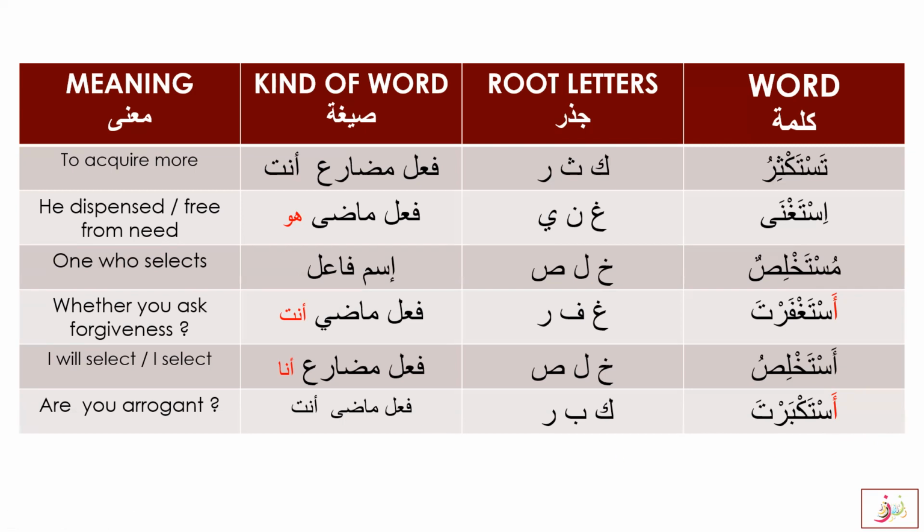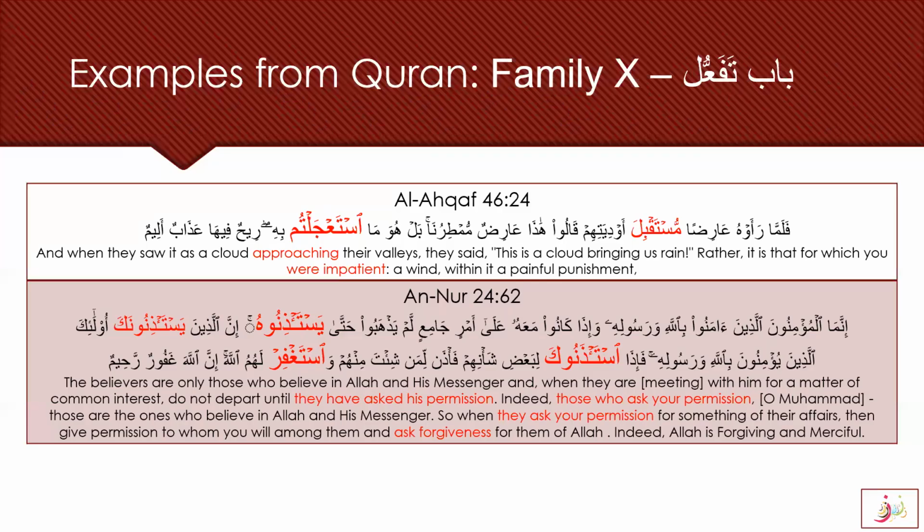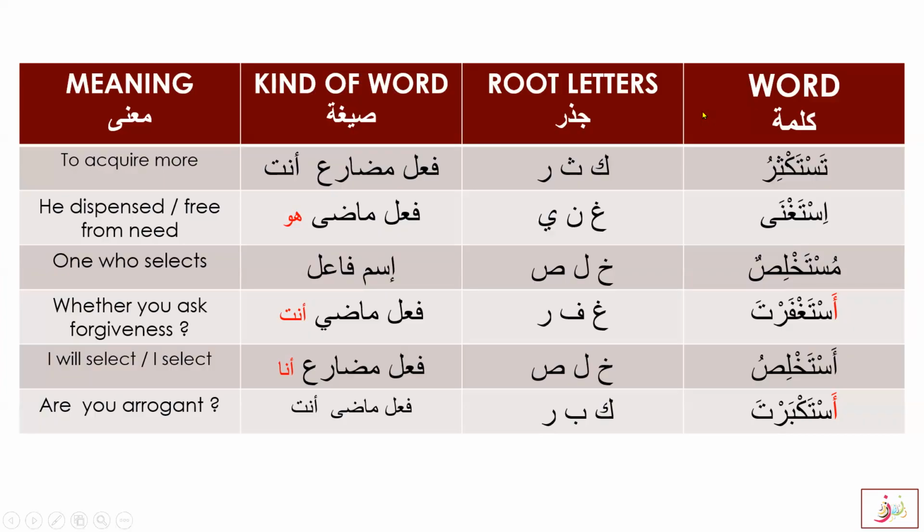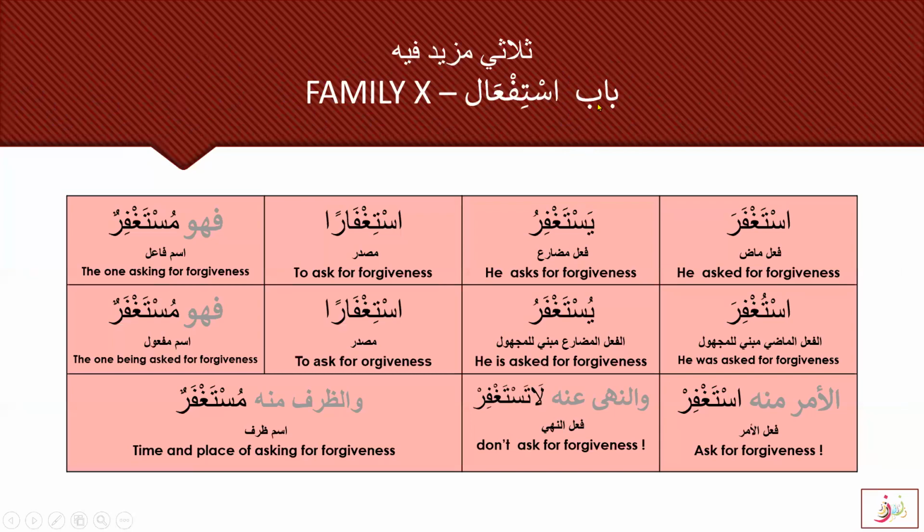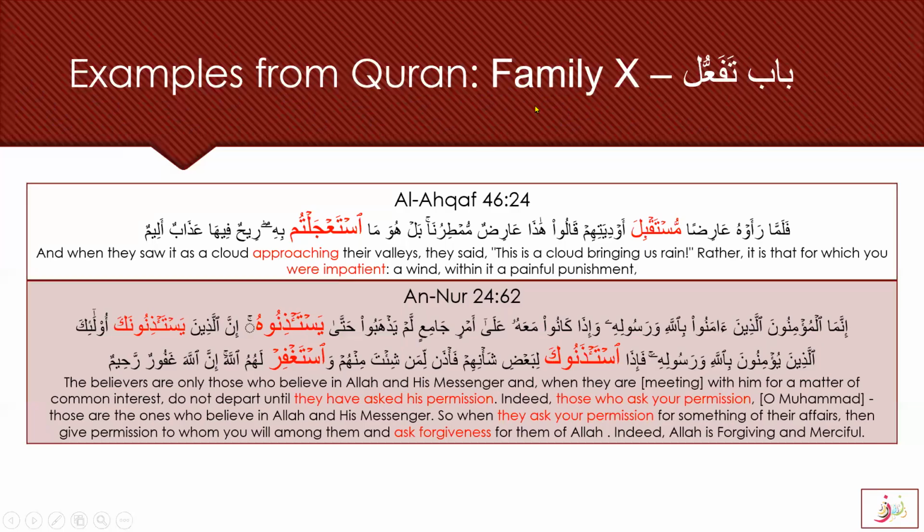So these are some of the words that we did for example or for practice, and inshallah we will do more in the coming lessons. Examples from the Quran for family 10. Sorry, there is a typo here. For the family, Bab istif'al, family 10, Bab istif'al. So here you can see Al-Ahqaf.